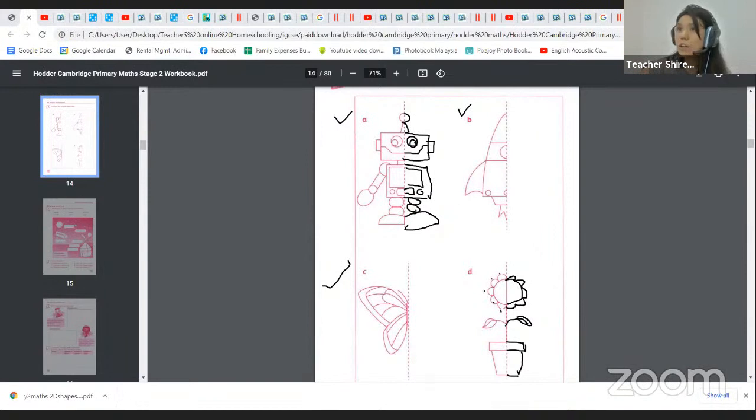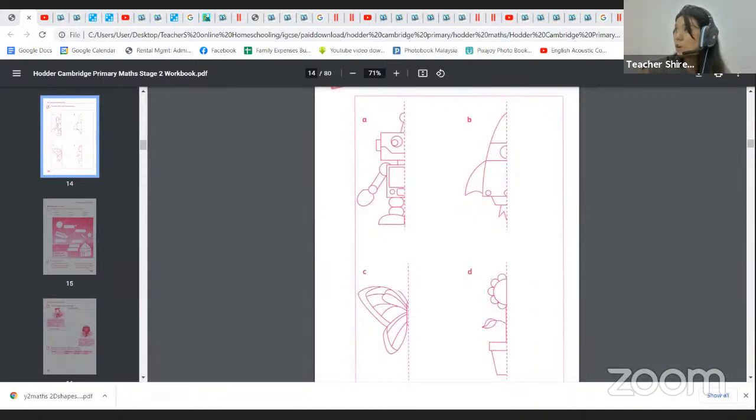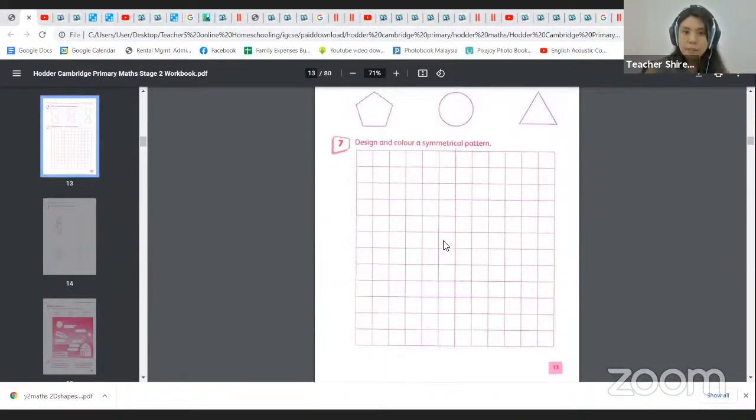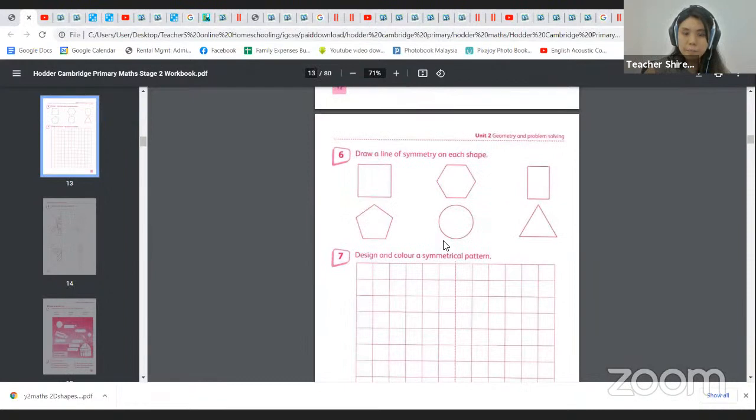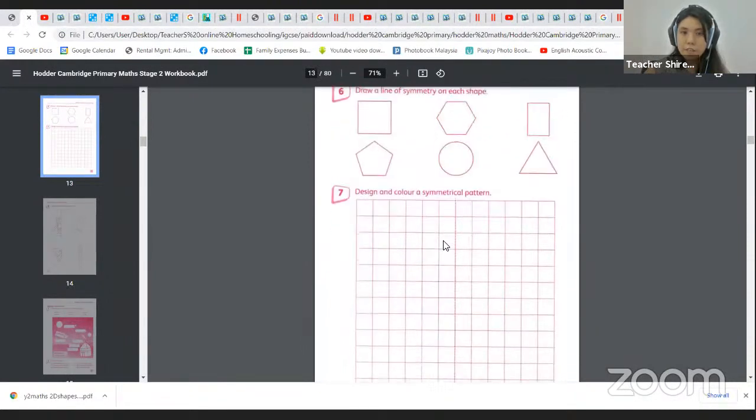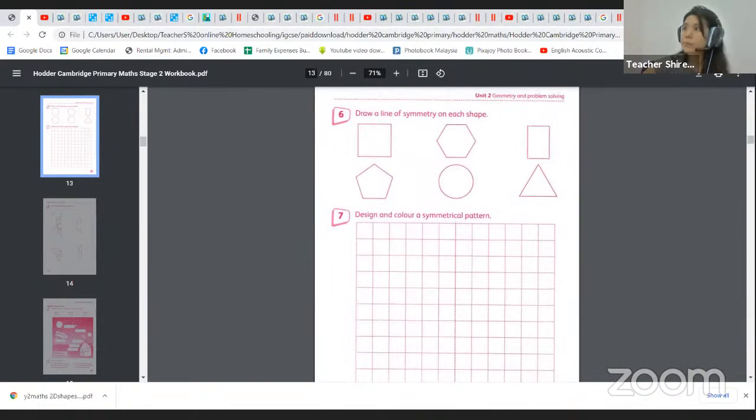Okay, so Aiden and Charmaine, page 14, can you do it by yourself as your homework? Now page 13, can you flip to page 13? I am not done yet. Okay, this one you do it later as your homework, okay? Can you please go to page 13?